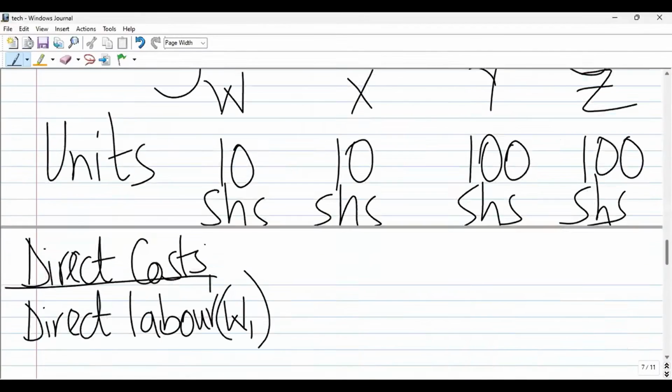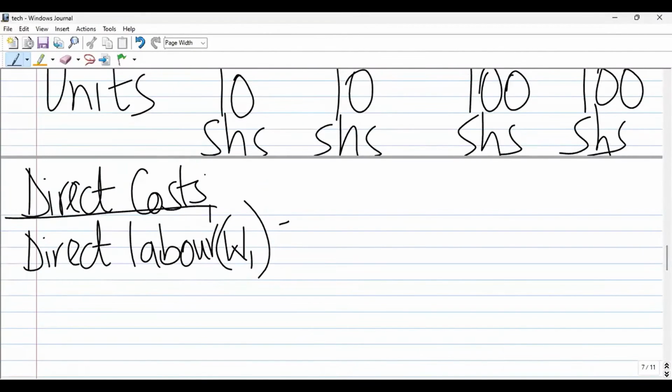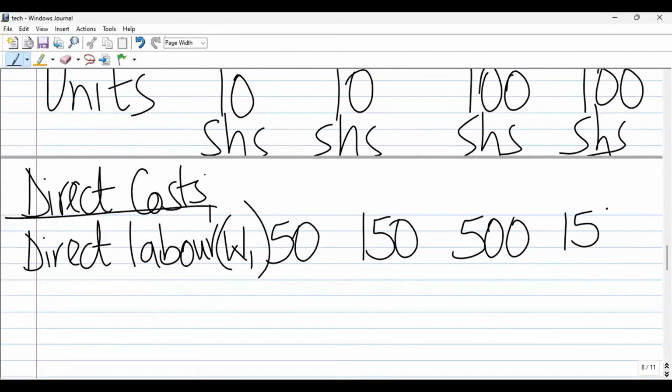So I go back to my table above. Under W, I put 50. Here I put 150. Here I put 500. And here I put 1,500. And we finished to show the labor cost. Anyone with a question, please ask. So everyone has understood.